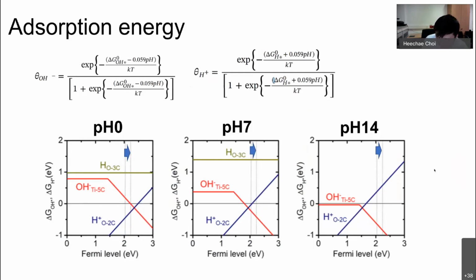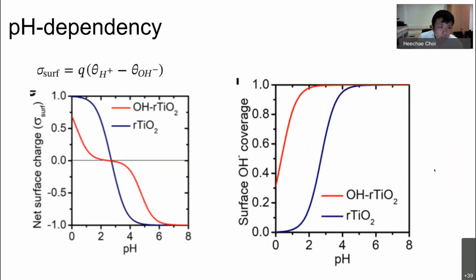Because we expressed the adsorption energy of an ion as a function of Fermi level, we could successfully explain how the coverage adsorption is changed with the Fermi level shift. And the net surface charge is the difference between the H+ coverage and OH- coverage. So we could obtain net surface charge this way. Please look at the left side figure. I told you that in low pH, the OH-RTiO2 is less pH dependent. So this shows that the net surface charge of the OH-RTiO2 is much smaller than normal TiO2. So this is how reduced TiO2 has much less pH dependency.